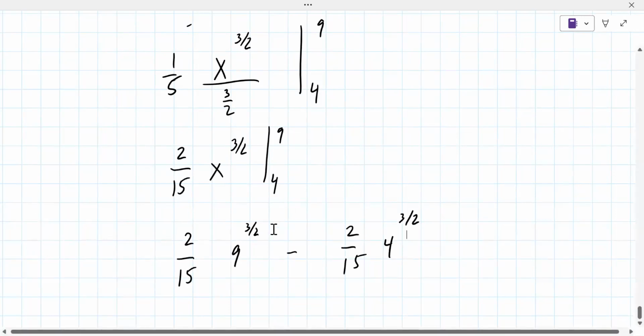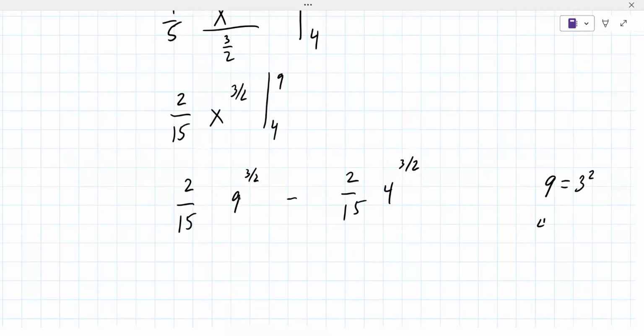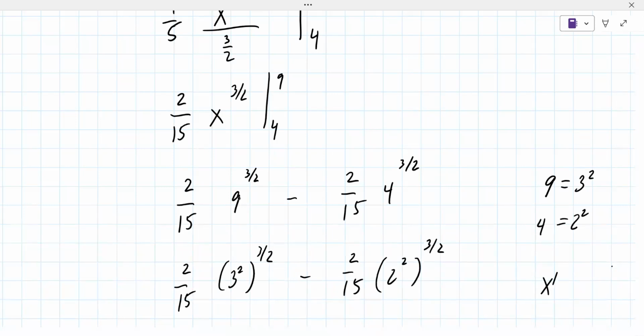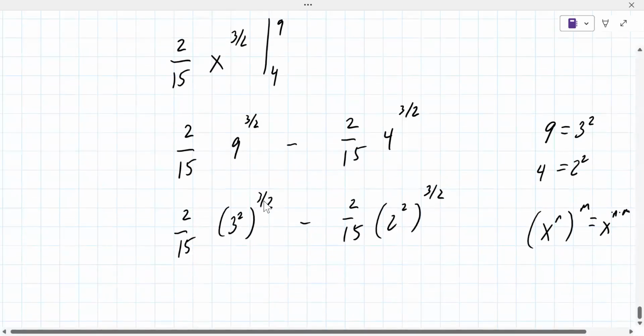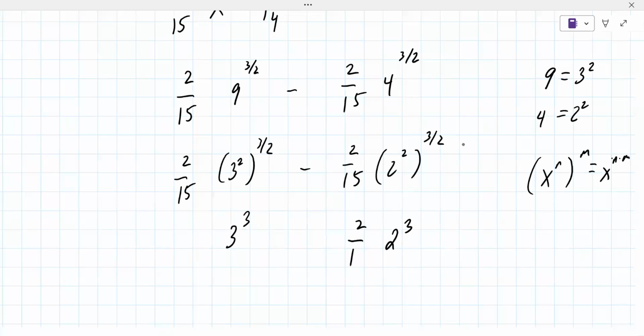Now this one actually works out nicely. There's a couple ways to do it. You could literally go to your calculator and type in 9 to the 3/2. You could also remember that 9 is 3 squared and 4 is 2 squared. So this becomes 2 over 15 times 3 squared to the 3/2, minus 2 over 15 times 2 squared to the 3/2. If you remember, when you have an exponent to an exponent, you multiply them. So 2 times 3/2 becomes 3 cubed, and 2 times 3/2 becomes 2 cubed.